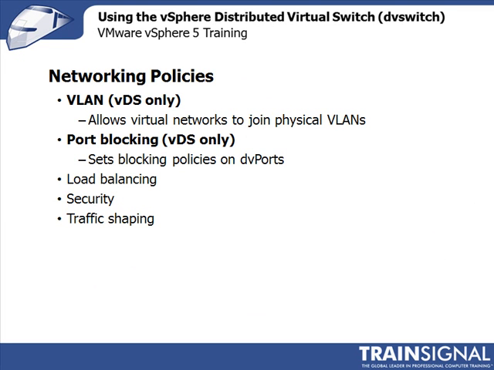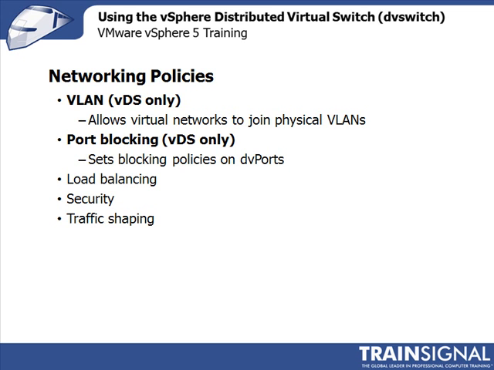Moving on to networking policies. For the most part, the networking policies between the standard switch and the VDS are somewhat similar. Now, the VDS obviously has significantly more advanced policies and features. But the two I really want to call out, the main differences, are VLAN, which is available with VDS only. That's a little misleading from just a title perspective, because there was VLAN support in standard switches, except the VLAN support there is limited.